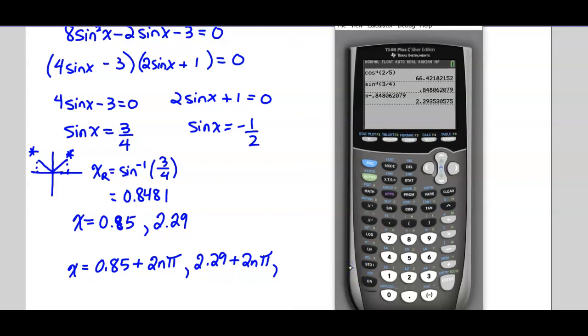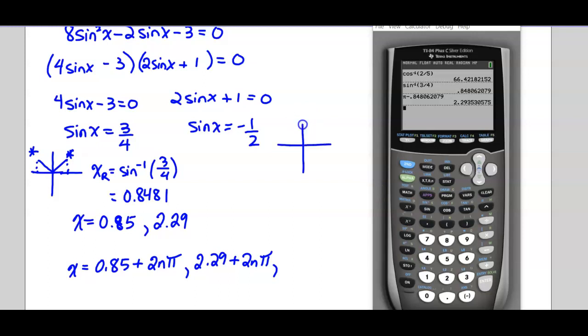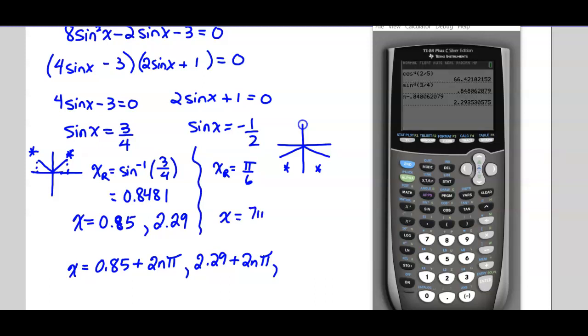This one, that's a special angle, negative. So there and there. If you can give it as an exact value, do so. So the reference angle here is pi over 6. So x for this set is 7 pi over 6, 11 pi over 6, etc.